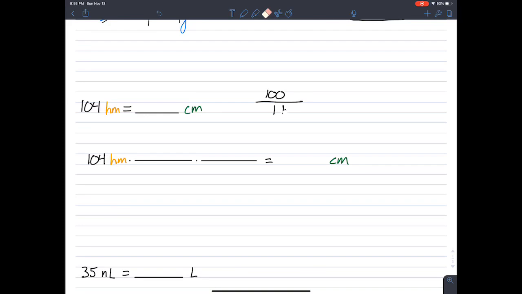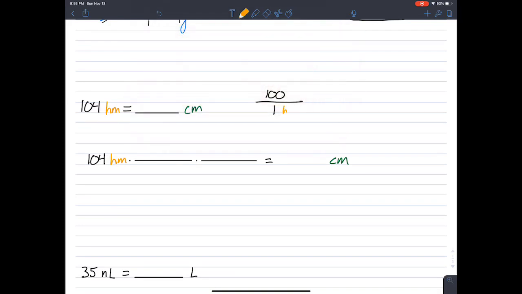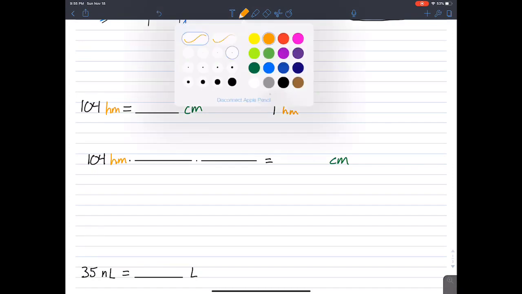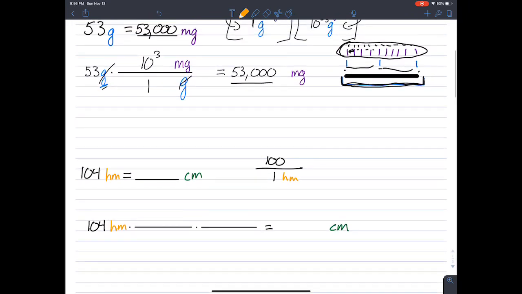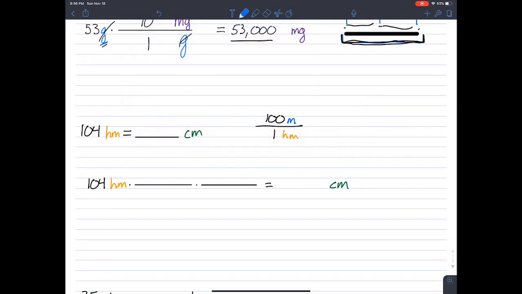And I will rewrite that in color. That's the reason I spent so much money on this thing, is to make videos for you guys that are color-coded. We're doing grams in blue, so just to show you it's the same thing as units, I'll do meters in blue here. So we have 100 meters per 1 hectometer.